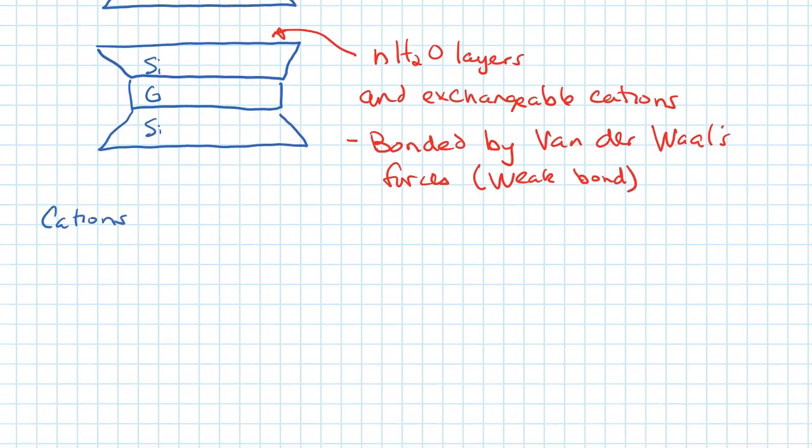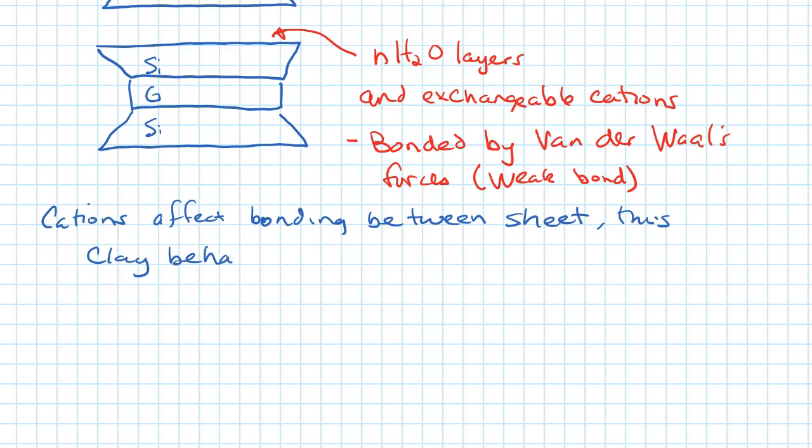Water in between the building blocks of the clay is not just pure water. You have ions or cations in the water, and the cations affect the bonding between the sheets. Thus, the cations have an effect on the clay behavior. They have an effect on the expansion potential of the clay as well as the strength.